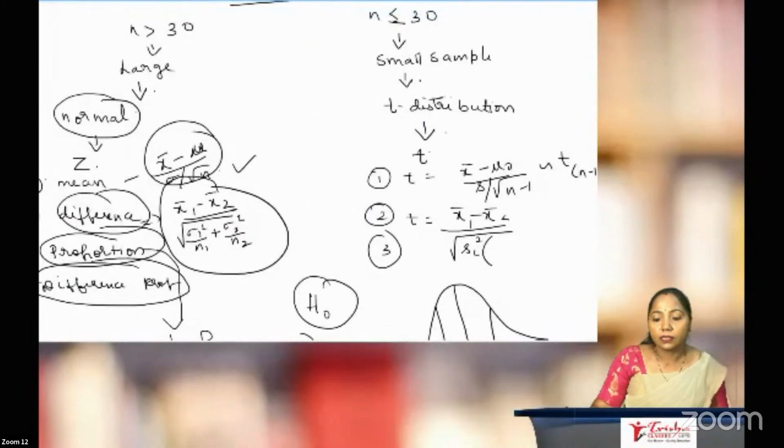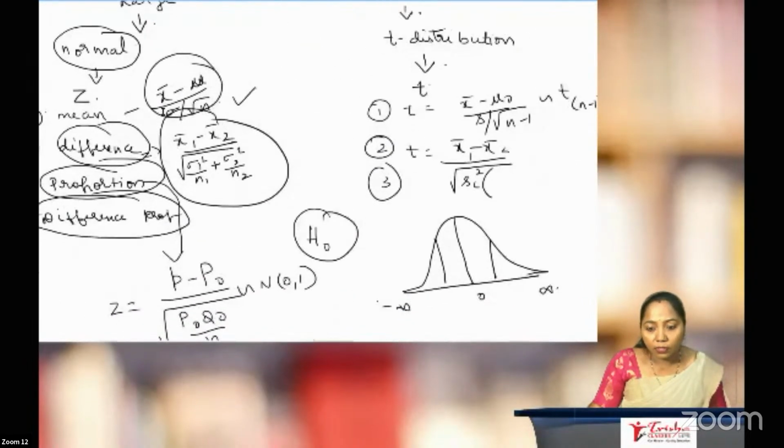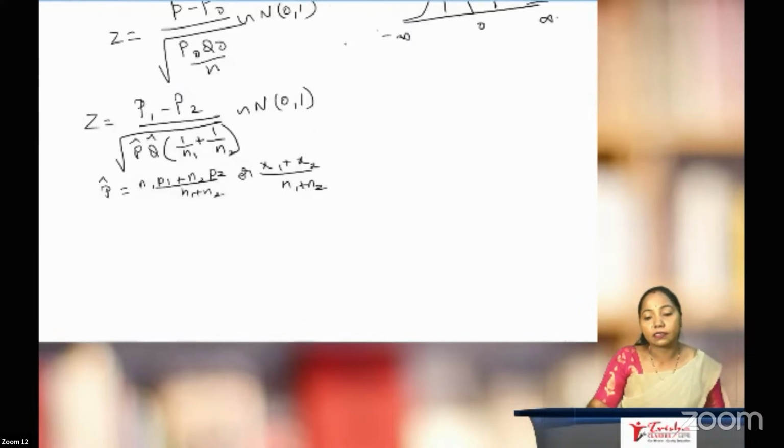Yes. So I was telling about T distribution, T test. So we have t = (x bar − mu naught) / (S / root(n−1)), and for two samples, t = (x bar 1 − x bar 2) / root of (Sc square (1/n1 + 1/n2)), where the degrees of freedom will be n1 + n2 − 2. And then we have paired T test, that is d bar / (sd / root(n−1)).